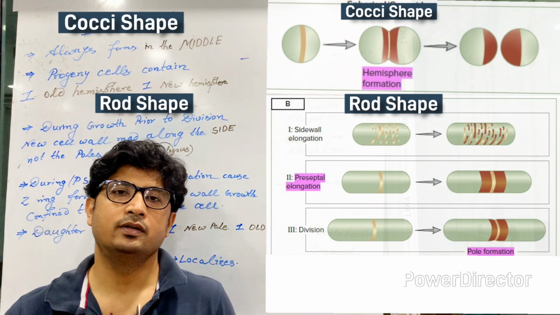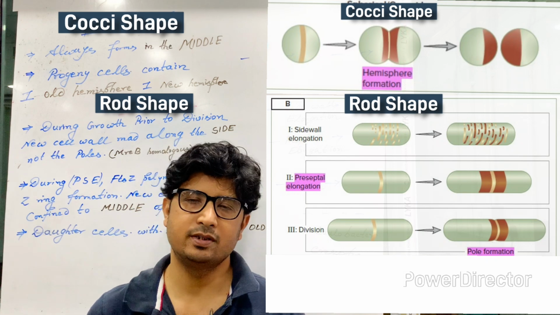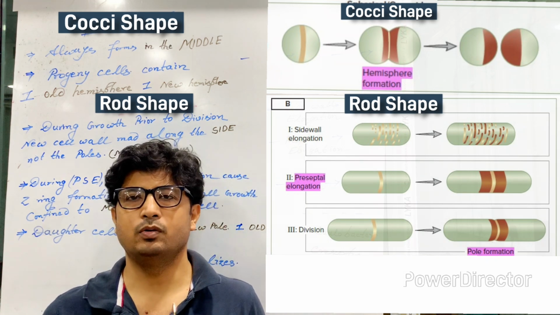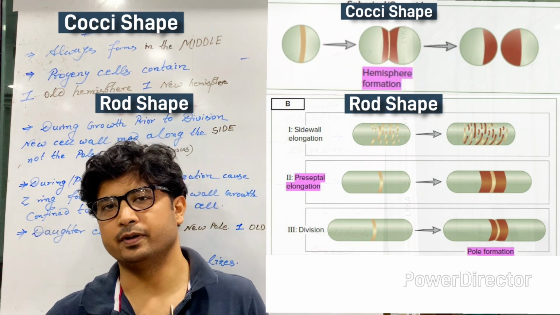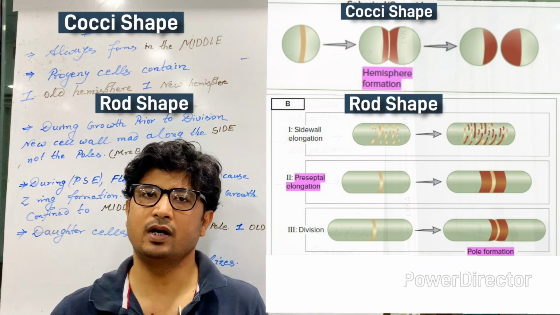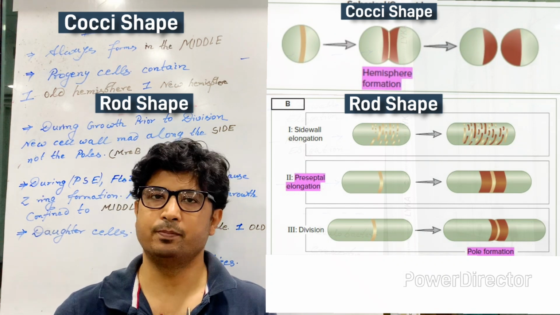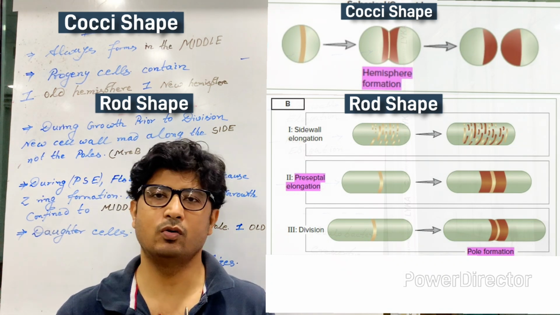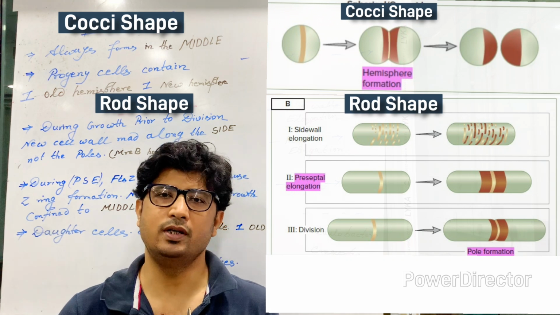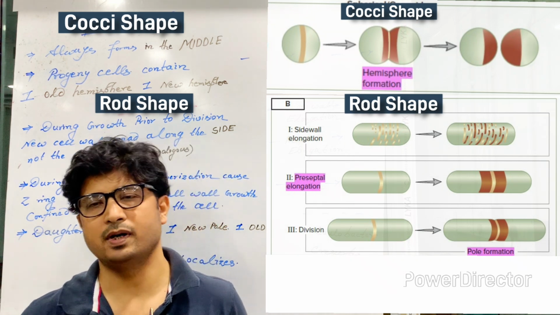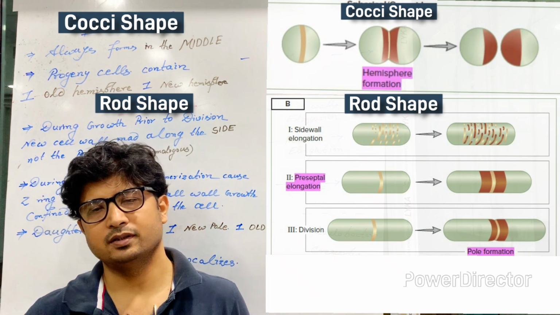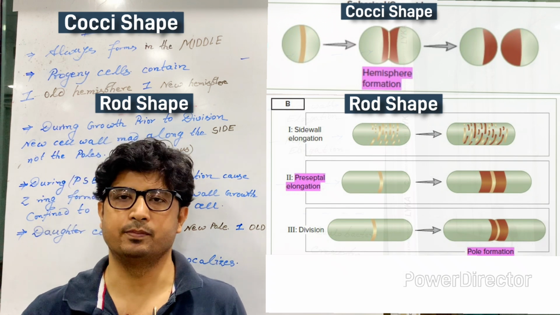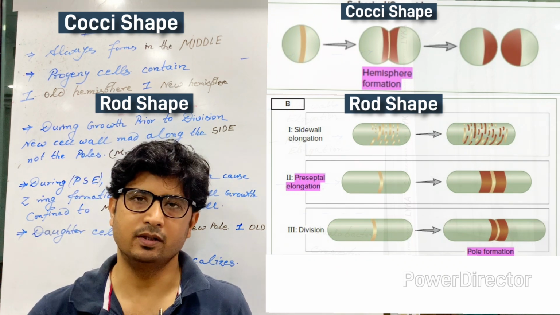Today I am here again to make your classes very simple. So today I'll be talking about bacterial shape. You know there are different kinds of shape regarding the bacteria. Some are rods, some are cocci, then comma shaped, then spirillum, filamentous. There are several types of shapes depending on different bacteria.